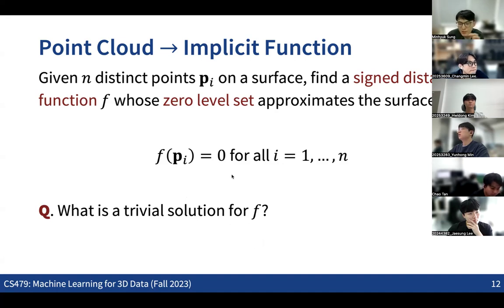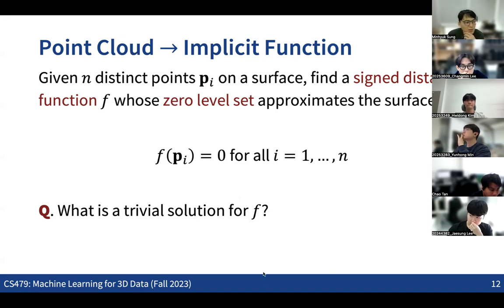And if we only have this condition, the problem is that the trivial solution becomes a function which outputs 0 everywhere in the space, right? That will be the trivial solution, and obviously we want to avoid such a trivial solution. Which means that we need some constraints or some assumption. So we are going to see some ideas on how to introduce some more conditions or assumptions.